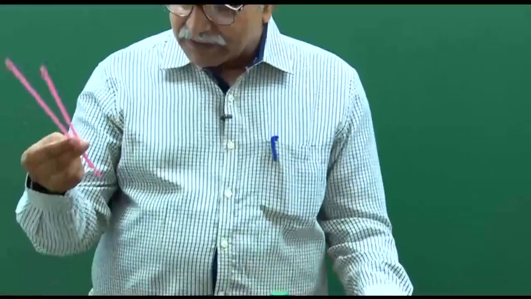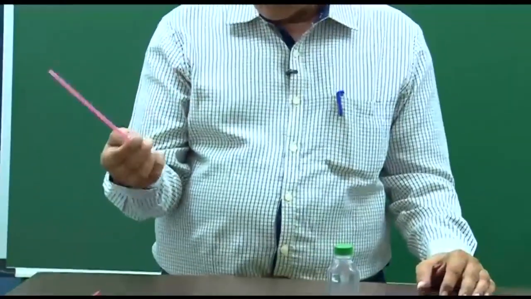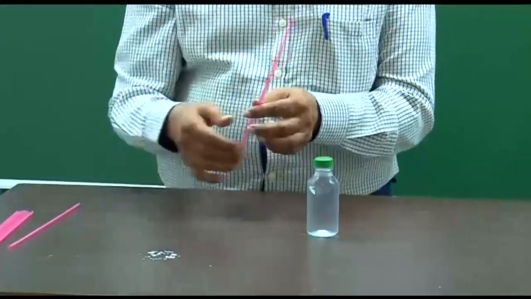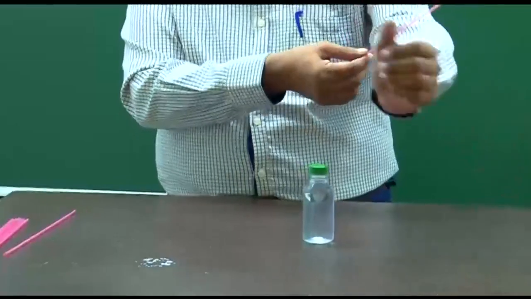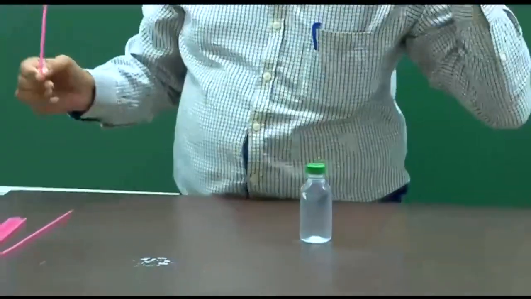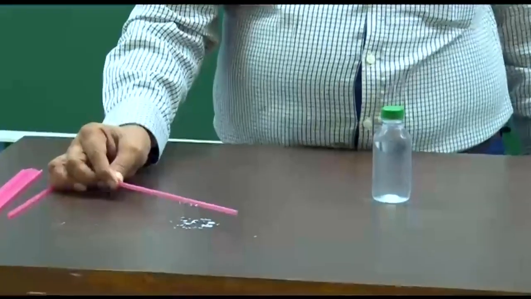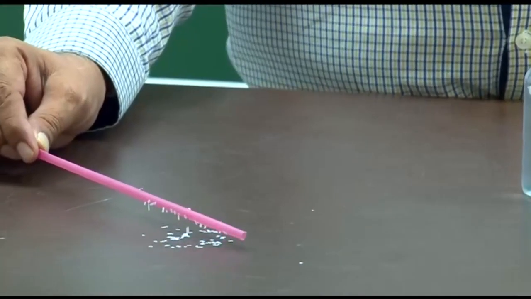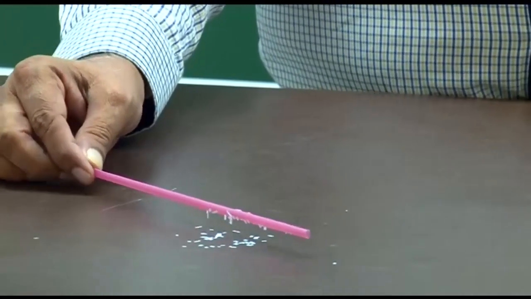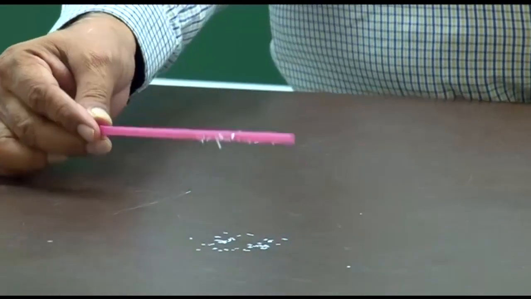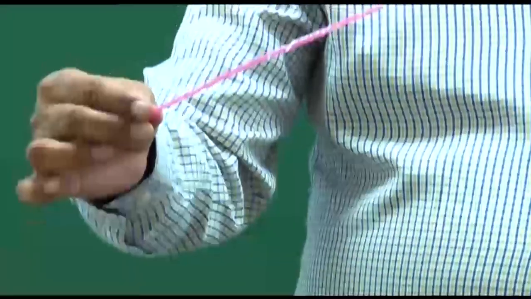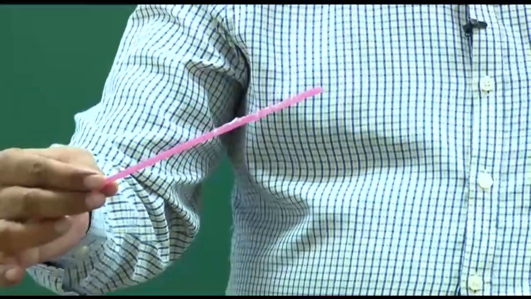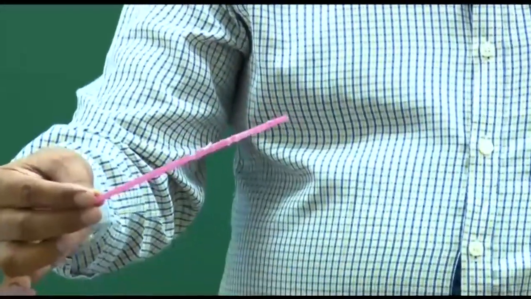So, the first one: let us take this plastic straw, and I have some small pieces of paper, and let me rub it with my shirt. So, I do it here, I just rub it once and bring this close to these paper pieces, and you see what is happening. So many paper pieces have jumped and they are attracted to this straw.